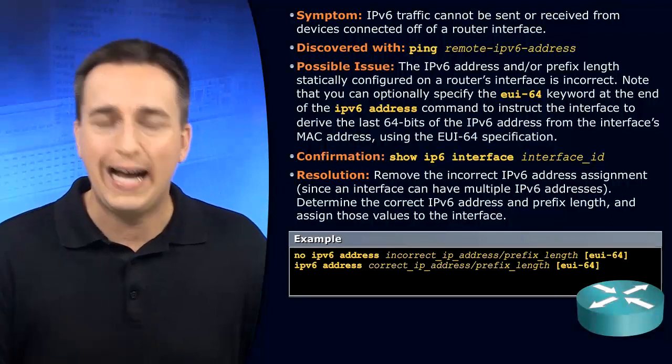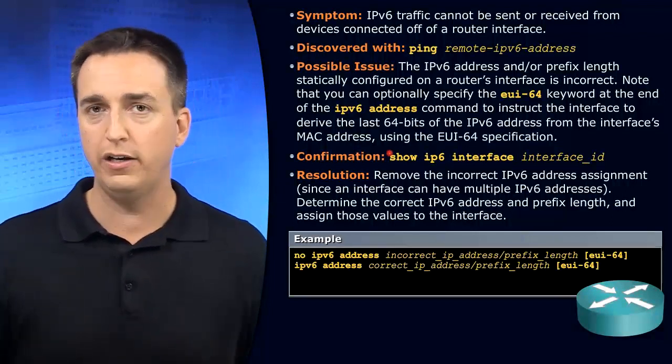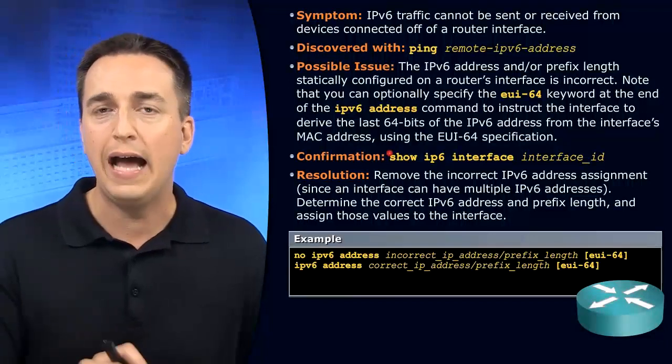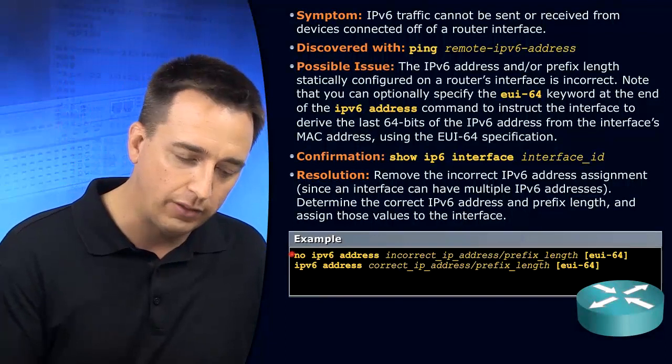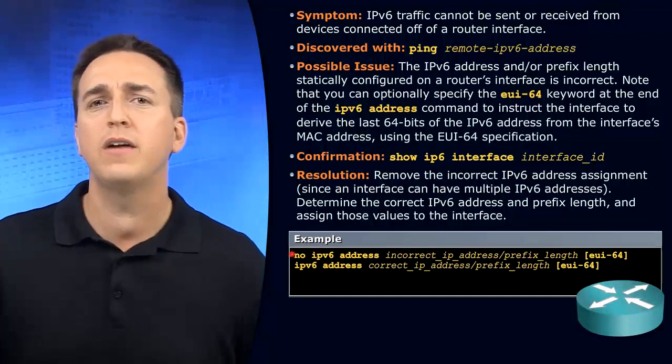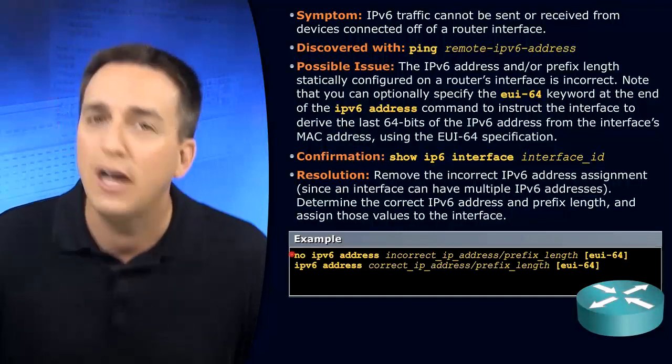So if you recognize, by going to the show ipv6 interface output for that particular interface, that the address is incorrect, what should you do? Remove the incorrect address. That's right, remove it. That's completely different than IPv4. What did we say with IPv4? We said simply type in the new address.